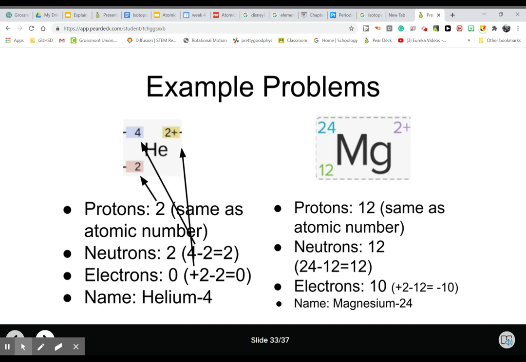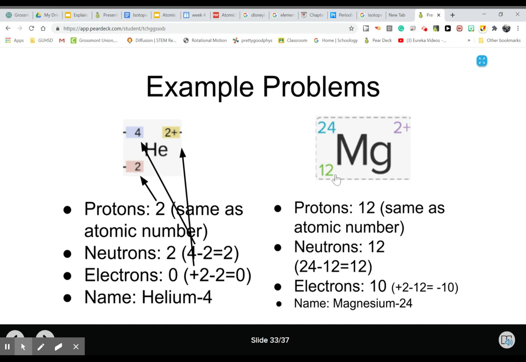Again, looking at another example here. I really want you to take a look at these examples. I have 2 protons. I have 4 as my mass number. So my neutrons is 4 minus 2, which is 2. And then here, notice this, I have a +2 charge and I have 2 protons. So if I have 2 extra positives, that means I have no electrons. And I would write this as helium-4.